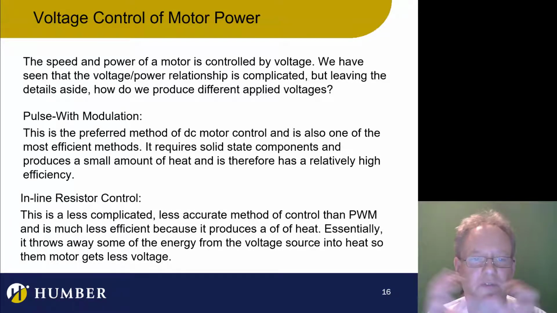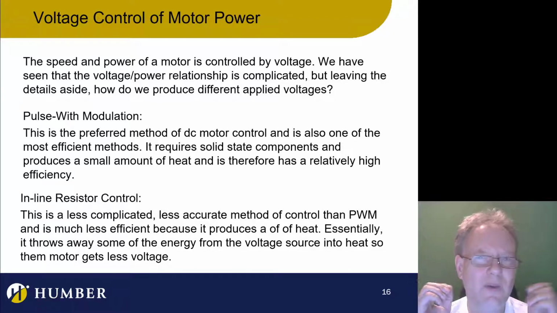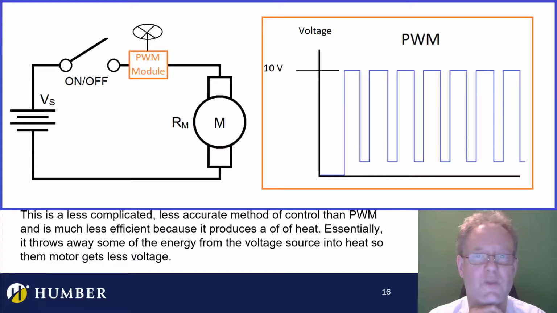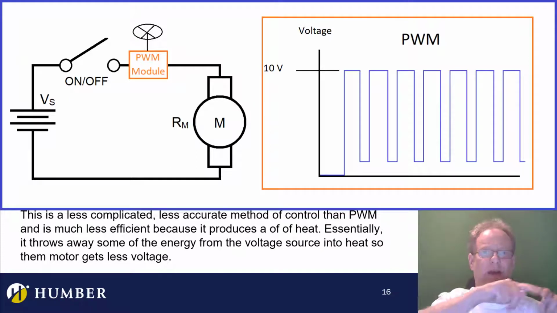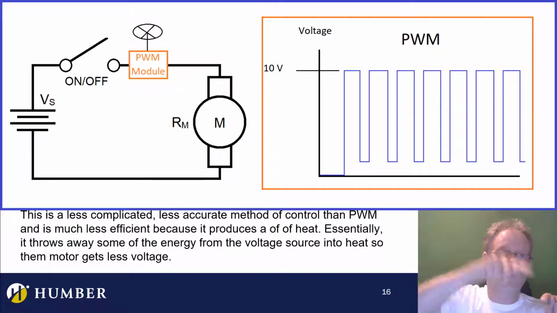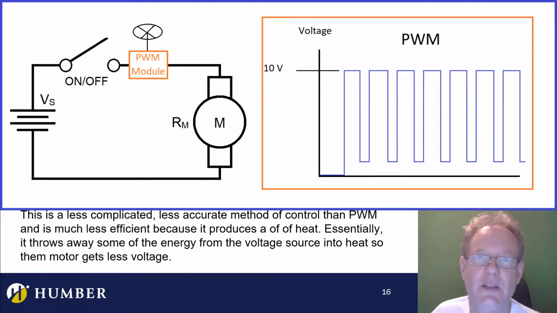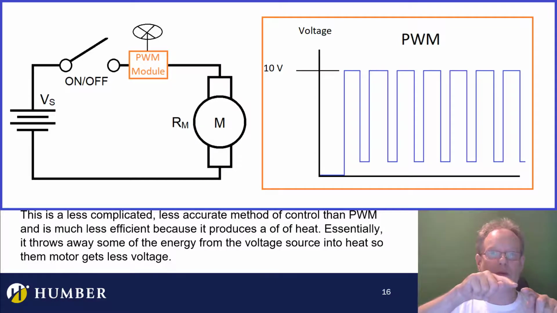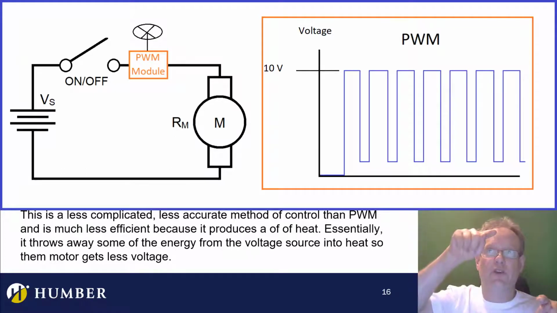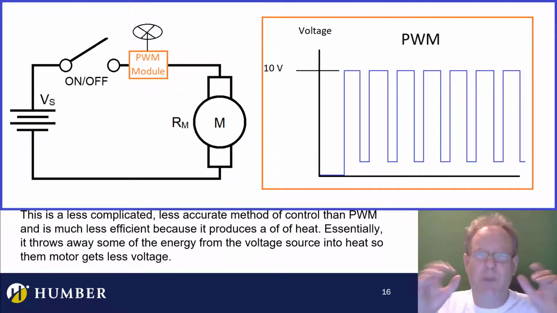So we've seen that the voltage-power relationship is complicated, but leaving details aside, how do we control the voltage of a motor? Essentially there are two ways to do it. One way is pulse width modulation, which is actually the most common way, and it's pretty cool. Just imagine my finger is the voltage on a graph. The voltage goes up and the motor comes on, and then milliseconds later the voltage disappears, back to zero again, but the motor's still spinning, because you got it going. Then the voltage goes up again and then down. So it kind of pulses, kind of teases it.